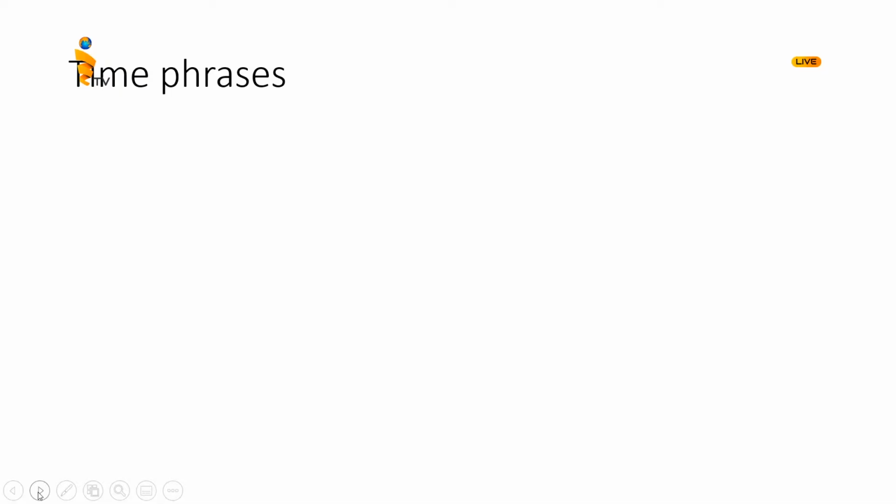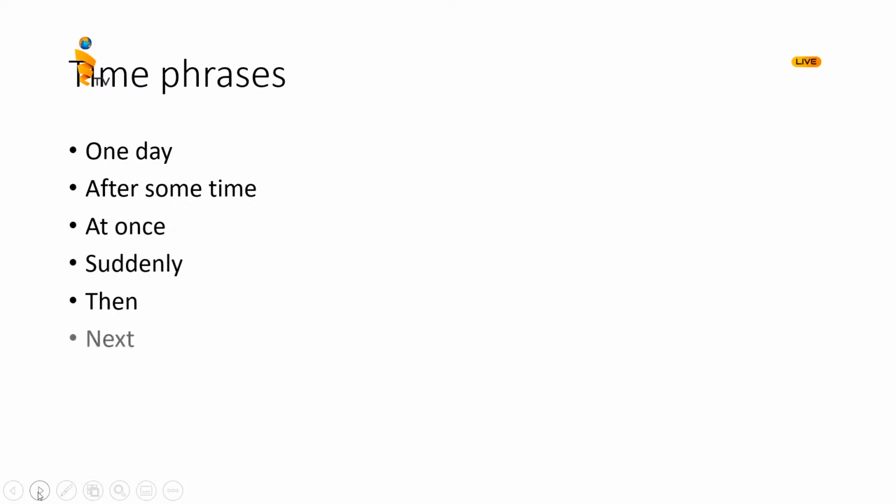When you write stories, you have to beautify your story with different structures. So I will be discussing some time phrases that can be used in a story. A story should have a smooth flow, and for this there should be well connected sentences. To connect or join the sentences, you can use time phrases such as one day, after some time, at once, suddenly, then, next, after that, etc.